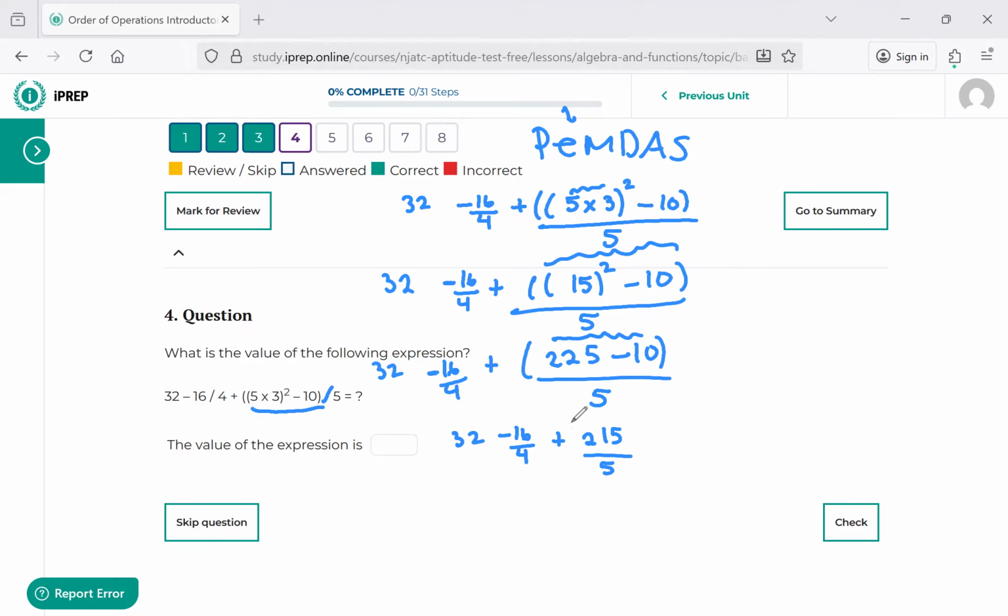Do we have a multiplication? No. Do we have a division? Yes, we have two. So just go from left to right. What's negative 16 divided by 4? Negative 4, plus what's 215 divided by 5? That comes out nicely as 43. Okay, now do we have addition and subtraction? Yes, we have both. So going from left to right, what's 32 minus 4? 28, plus 43. What's 28 plus 43? 71. Okay, so that's my final answer, 71.